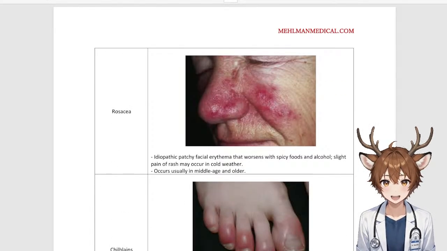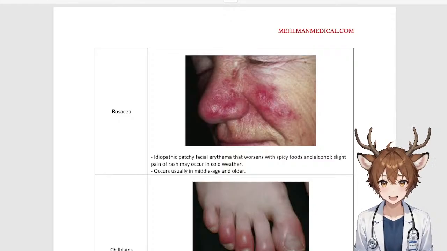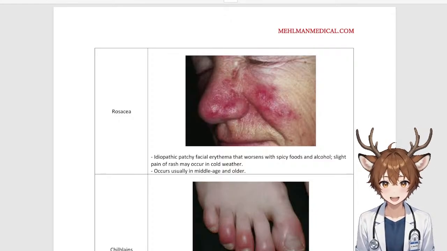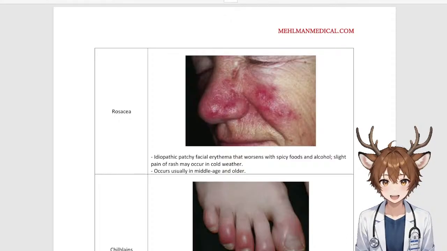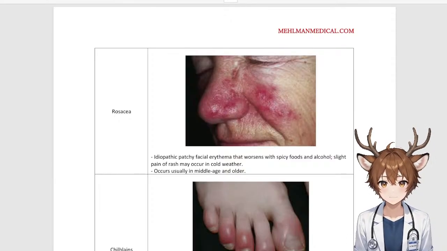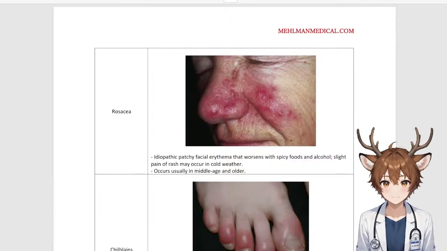Rosacea. Idiopathic patchy facial erythema that worsens with spicy foods and alcohol. Slight pain of the rash may occur in cold weather. Occurs usually in middle age and older.